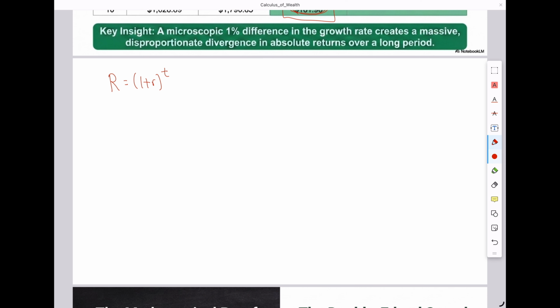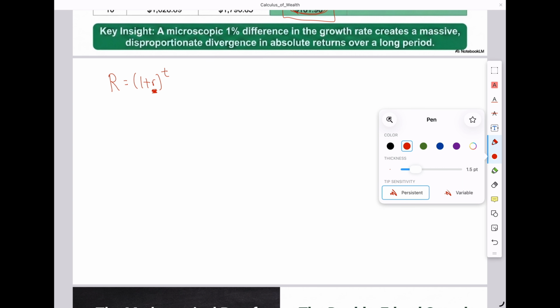Previously, T is our variable of interest because I'm comparing what happens when the time changes. Now we are trying to find out the rate of change of my capital R when I change my rate of return, which is my small r. So now the variable of interest is small r. And with that, we will see that T is a constant, 1 plus r is a variable.